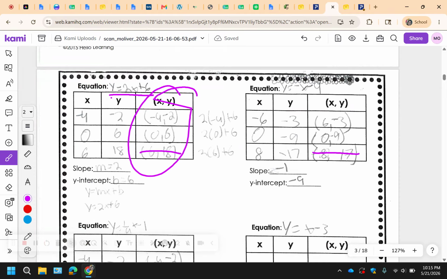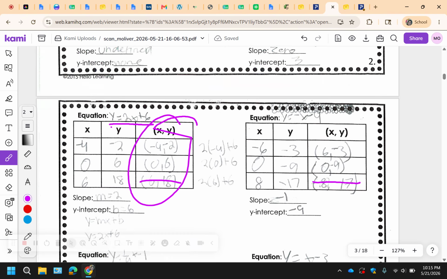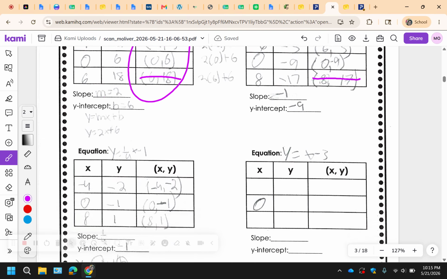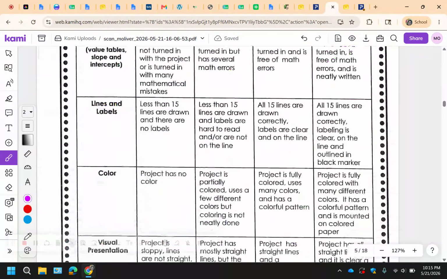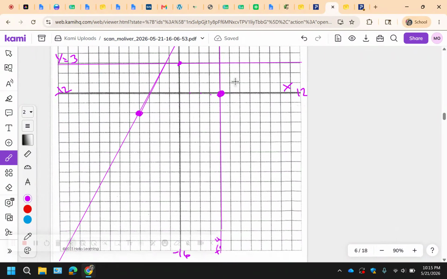So again, I can't fit that one in. I can only do those 2, and that's okay. As long as you have 2 ordered pairs, you can pretty much figure it out. Or you can use what you know your slope is. So 6, -3. 4, 5, 6, and 3. And then 0, -9. 2, 1, 2, 3, 4, 5, 6.